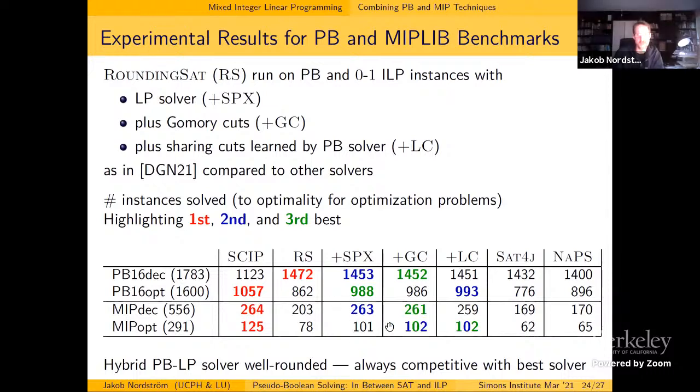Although, clearly you could also make the argument that if you care about optimization, then still it seems like MIP solvers are winning.